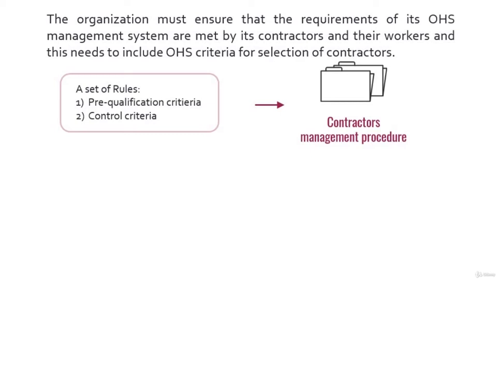What does this mean? An organization can use a variety of tools for managing contractors, but in a general way of speaking, we can say that this is usually done by setting clear rules on pre-qualification criteria and control criteria. We will see what these two things exactly mean. For now, we will say the exact same thing that we already said before for other sets of rules. Giving yourself rules is probably not enough. Writing these rules into a procedure is the best solution.